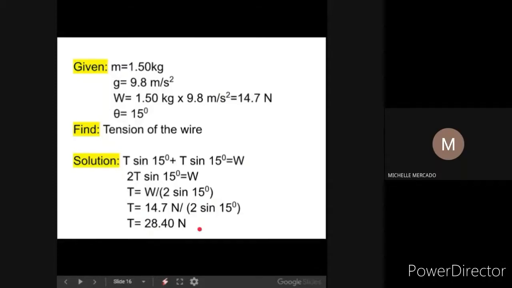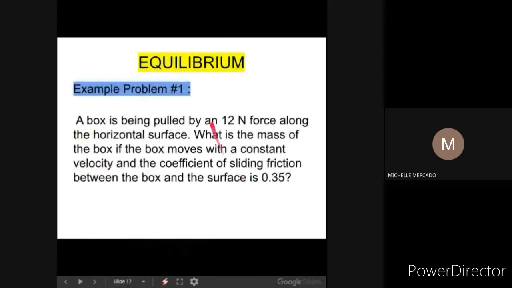If the position of an object is horizontal, you're going to use a cosine. Okay, next example, problem number 2. Again, pasensya na dito sa ating typographical error. A box is being pulled by a 12 Newton force along the horizontal surface. What is the mass of the box if the box moves with a constant velocity and the coefficient of sliding friction between the box and the surface is 0.35?